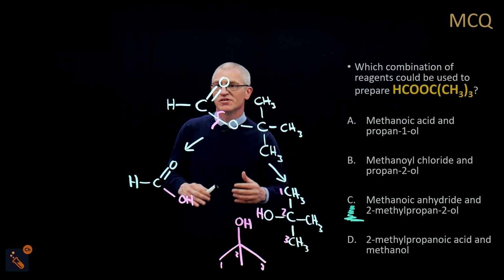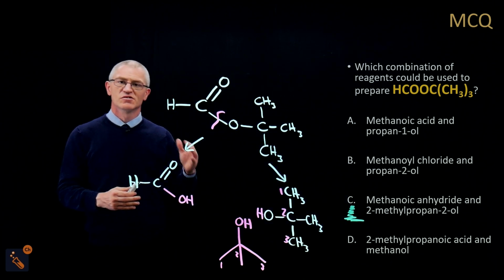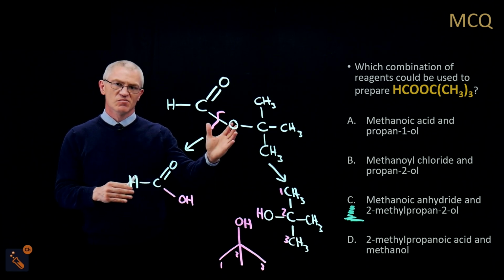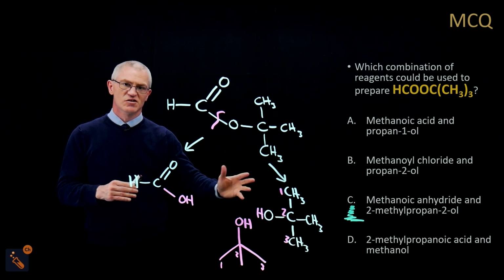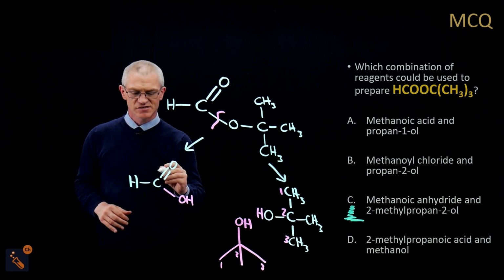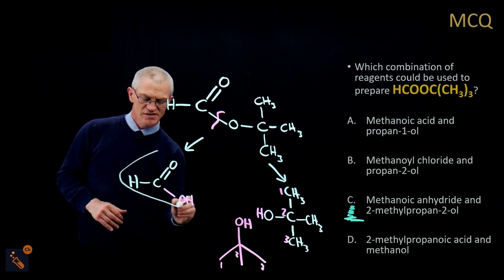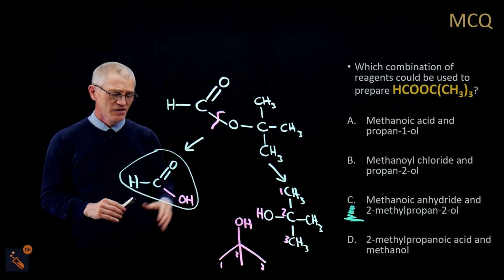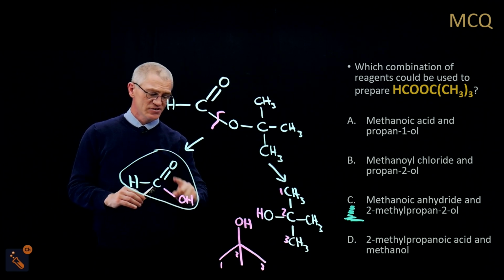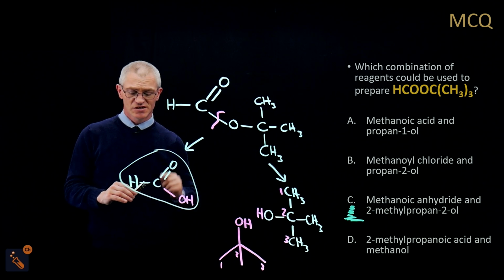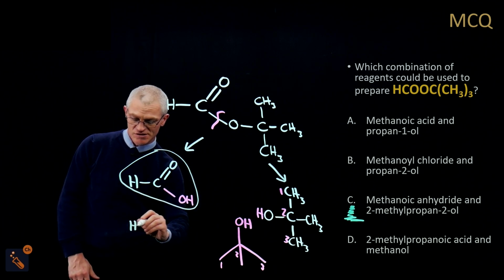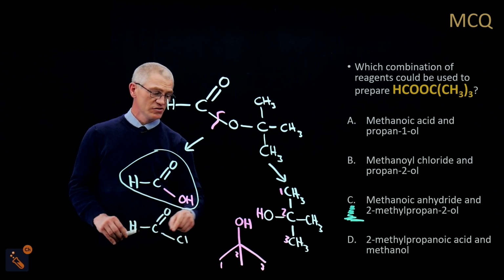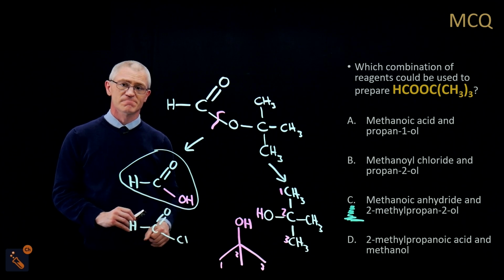But let's go through it in total just to make sure you can see why it is C. So first of all, methanoic acid, methanoyl chloride, methanoic anhydride. We can see that this carboxylic acid has 1 carbon in it, 1 carbon. So therefore it could have been A, B or C. Now you can make esters by adding an acyl chloride. So we could turn this into an acyl chloride. So let's turn it into an acyl chloride. If you add an acyl chloride to that alcohol, you would make the same ester.